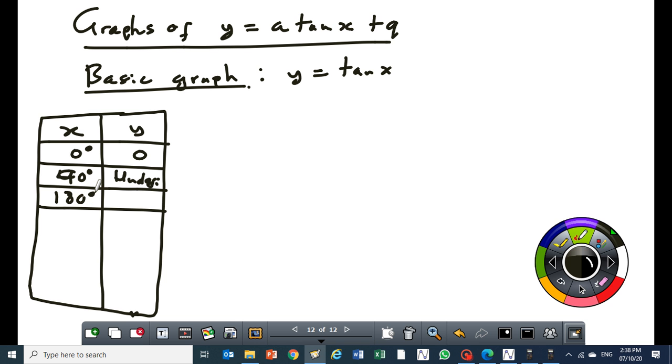Then you've got tan 180. So what's the symbol for it? Don't worry, I'm going to explain that. So, what's tan 180? It's 0. And then 270, you will get undefined. And then for 360, that's another 0.